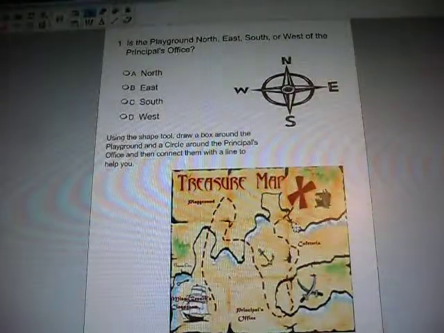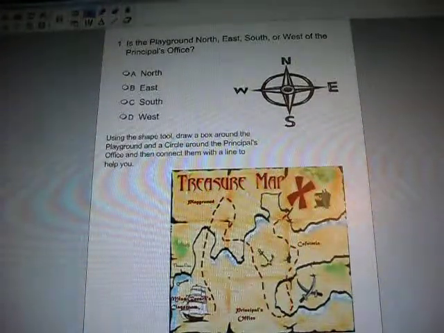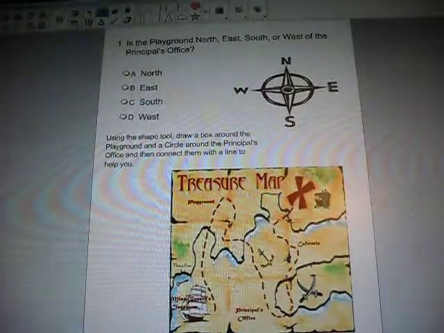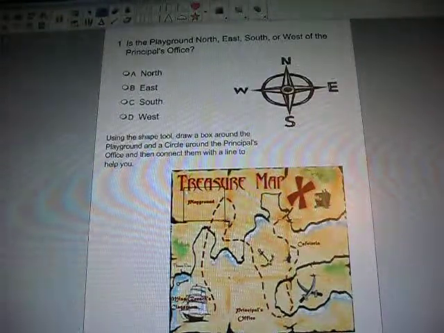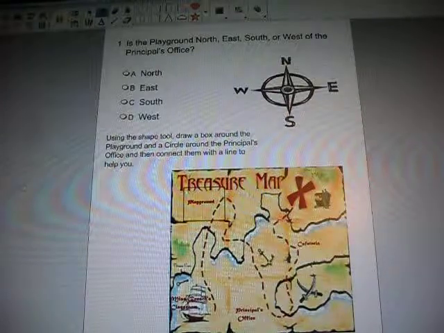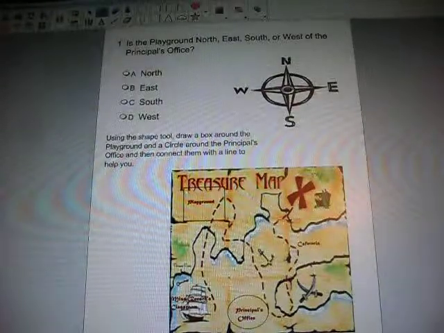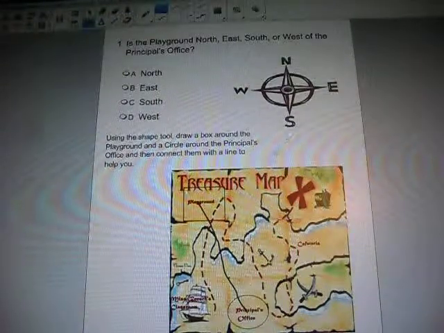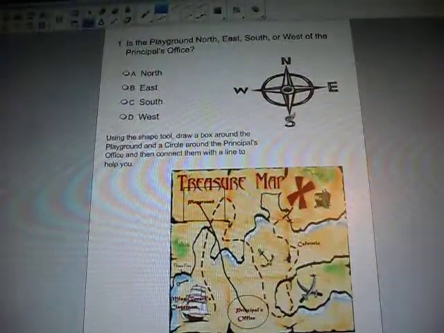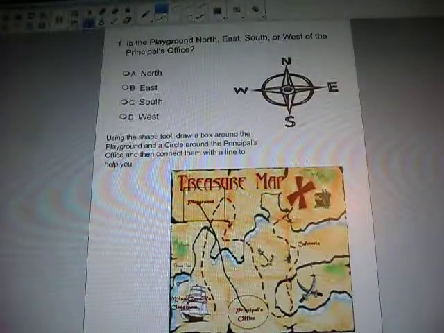I asked them to use the shape tool and draw a box around the playground. So they would go over to the tools, get a box, and draw a box around the playground. Then I've asked them to draw a circle around the principal's office down here, and then draw a line to them. So they get the pen and draw a line. And then I would ask, is this closer to the north-south line, or is it the west-east line? And then we would figure out where the playground was in relation to the principal's office, and answer based upon that.